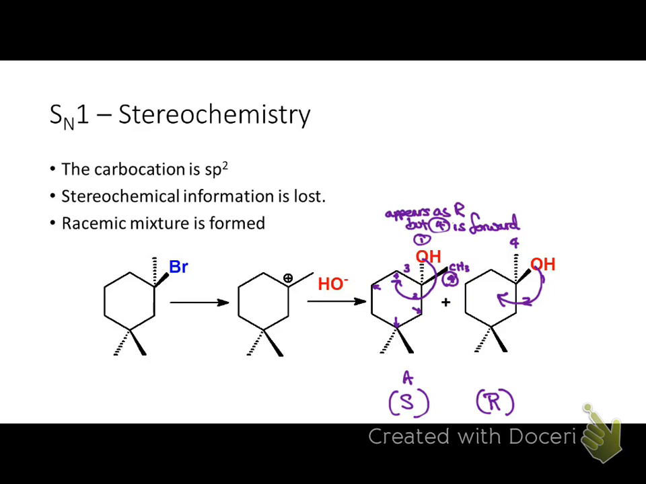So you get a pair of diastereomers. Oh no, these are diastereomers because of this center over here, I think. No, it's actually a pair of enantiomers. You get a pair of enantiomers out of this. Oh yeah, and you'll get equal amounts. So this is known as a racemic mixture.